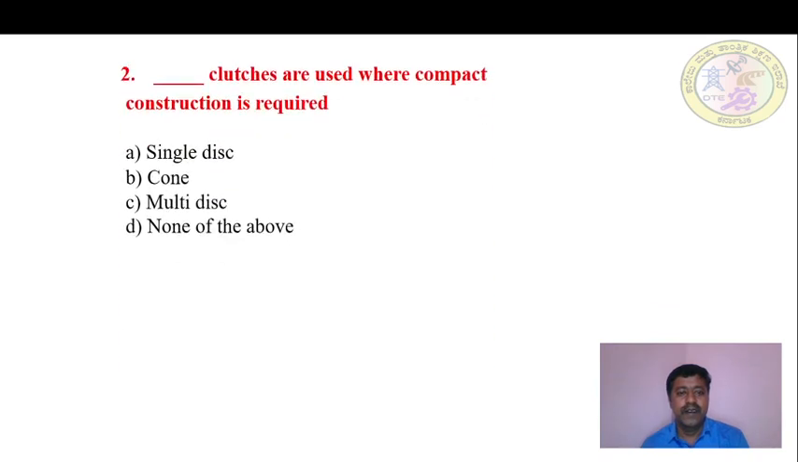Next, blank clutches are used where compact construction is required. Single disc, cone, multi-disc, none of the above. The answer is C, that is multi-disc.